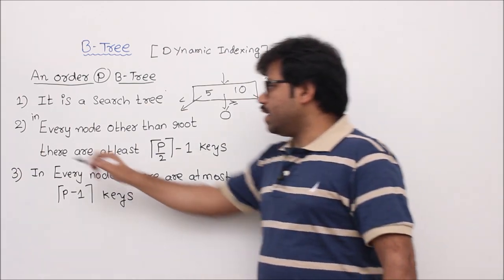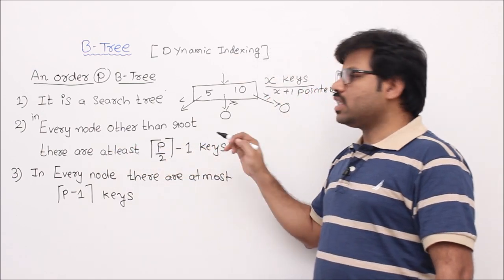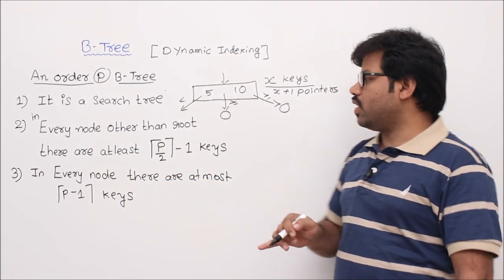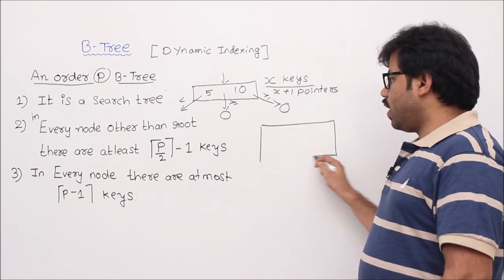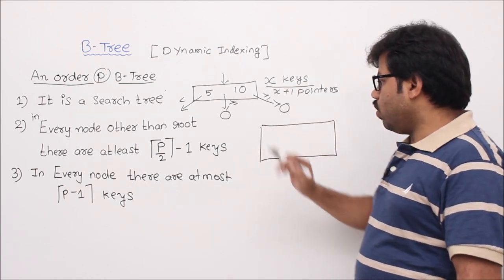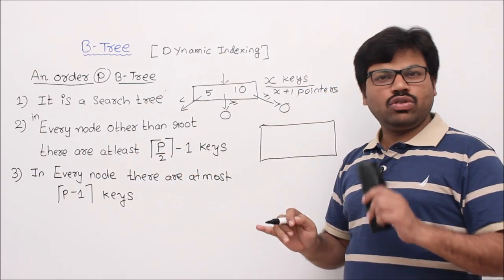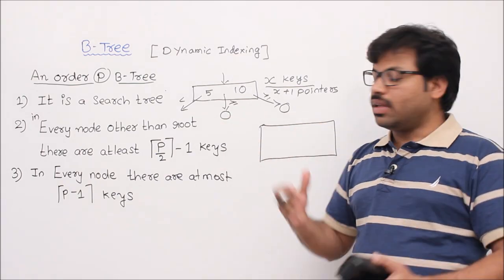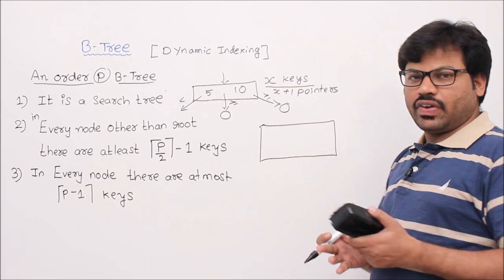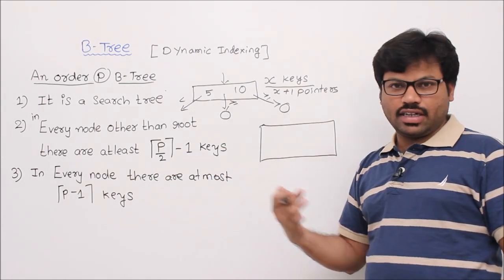Now we'll see the second condition. In every node other than the root, there are at least P by 2 minus 1 keys. What does it mean? In a B tree, you have a node. Now you know what a node is, right? Already I told you. So in a node, we have to keep at least P by 2 minus 1 keys. Then only it is an order P B tree. That restriction gives the B tree its power of self-adjusting. That's why we have to maintain this condition.